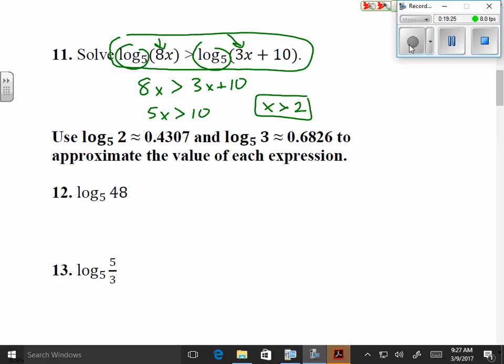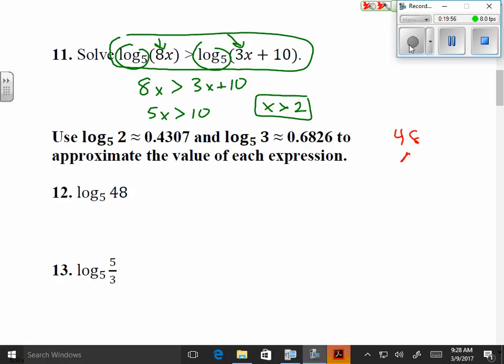On problems like number 12, where they tell you to use these numbers, then you need to show the steps that you're doing using these numbers. You can put it in the calculator to check your work, but it wants you to use, somehow, simplify it through the use of those. So 48 is, we break down 48.